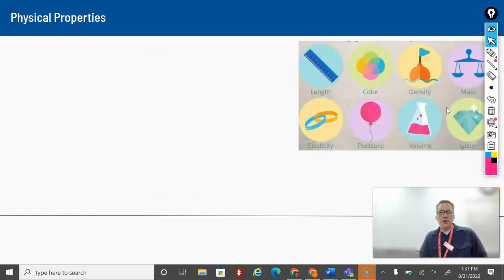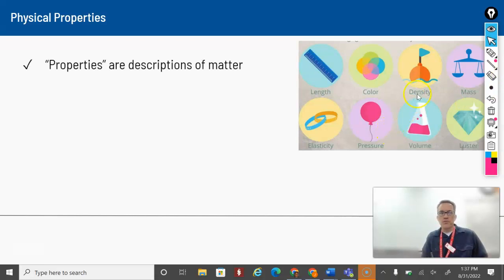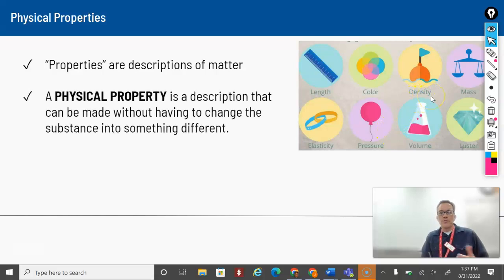To use this term properties, usually we can talk about things in terms of their physical properties or chemical properties. So when we start off with physical properties, first of all, properties are just a description of the matter that we have. And so a physical property is one type of description. If we're given a physical property, it's largely just a descriptor that we can use without turning it into something new. And that may seem common sense, but when we contrast it with chemical properties, it's a little bit different.